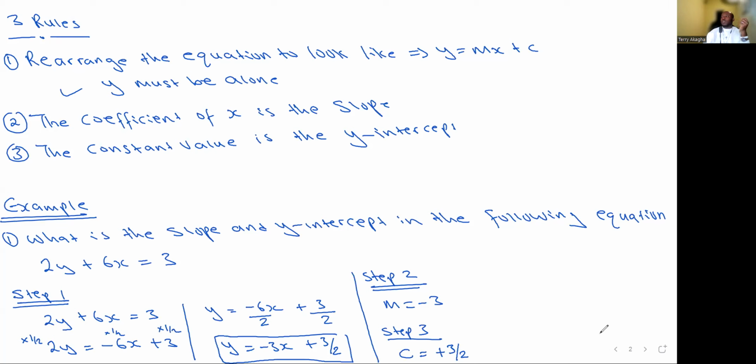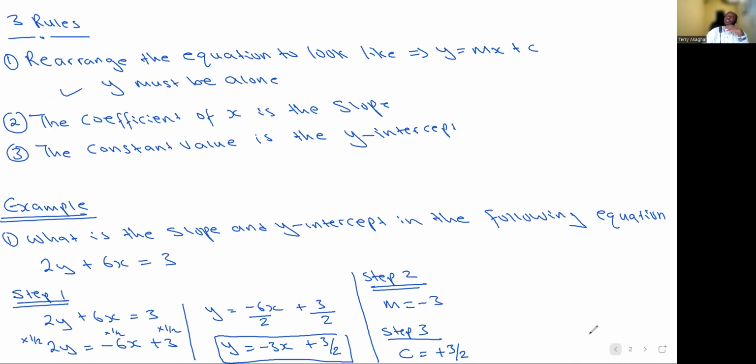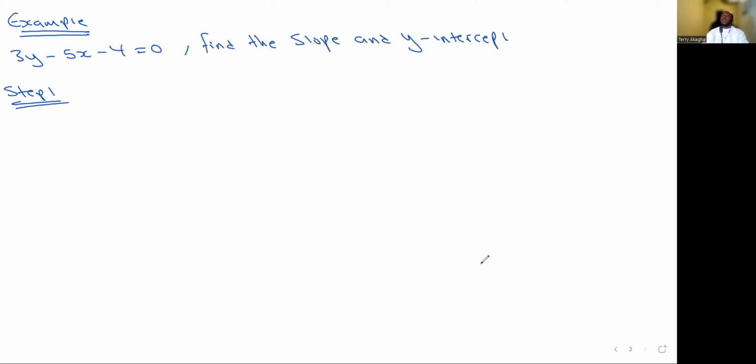The first thing you have to do is to rearrange the equation. So in this question, is to find the slope and y-intercept. So you have to rearrange the equation to look like y is equal to mx plus c. So you have to rearrange it so y has to stand on its own. Is that okay? So y has to stand on its own. So let's do that together.